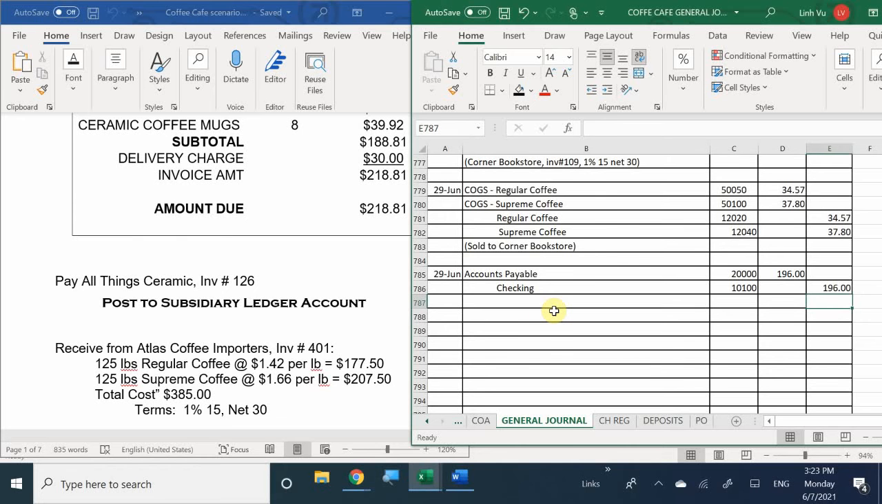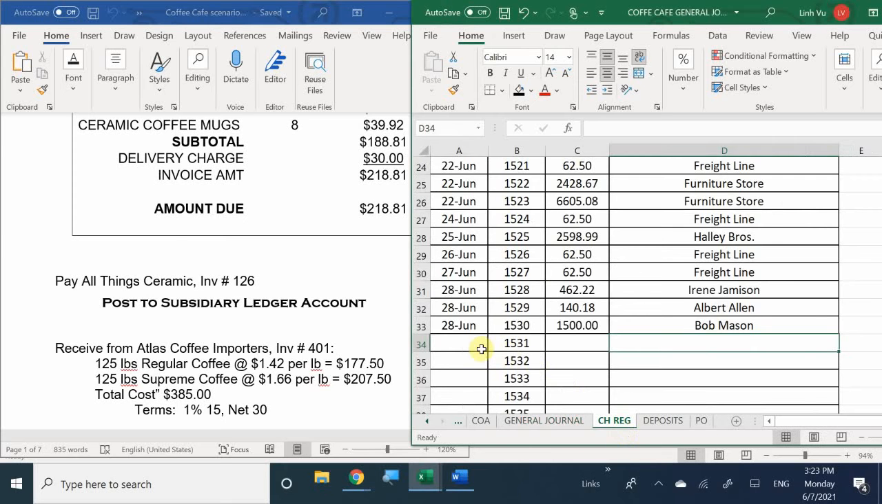Okay, so now normally we would go next to the general ledger, but I would go to the check register so I know what check number I'm writing. Correct. So in this case, check register. Date 6/29. And it's going to be check number 1531 for 196, to All Things Ceramics.